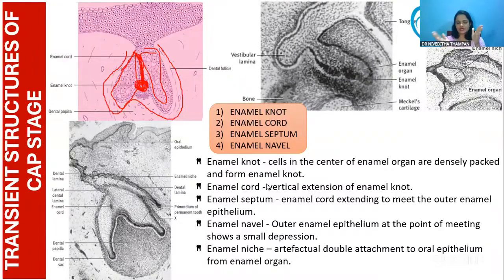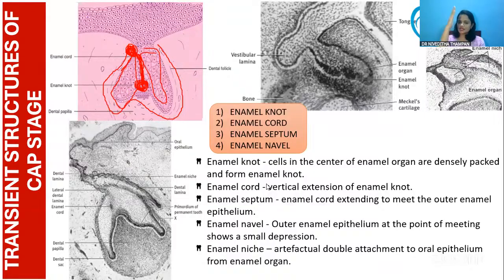Septum is any structure which separates the whole structure into two parts. Now the point where this septum touches the outer enamel epithelium forms a small depression. That depression is called the enamel navel. Four structures, extremely important. Start from the enamel node: the cells in the center of the enamel organ which are densely packed and form a knot-like structure.